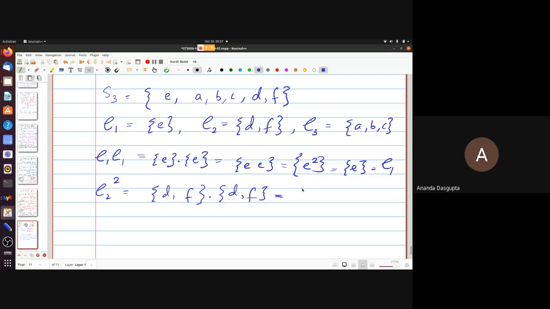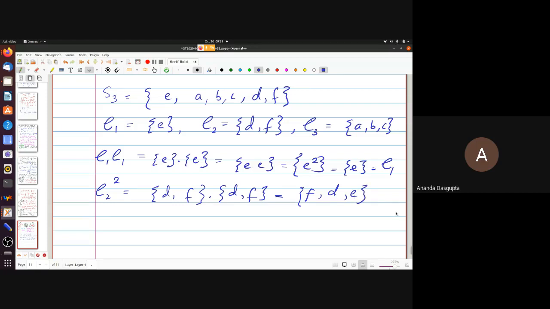Well, D times D is what? C1 and C3. C3. Are you sure? D times D is how much? D square. What is D square? E. That's, D square is not E. D is a 120 rotation. D square is F, the 240 degree rotation, right? So D square is F. So there are actually four terms here: D square, F square, which is D, DF and FD, which are both E, right? They're inverses of each other.